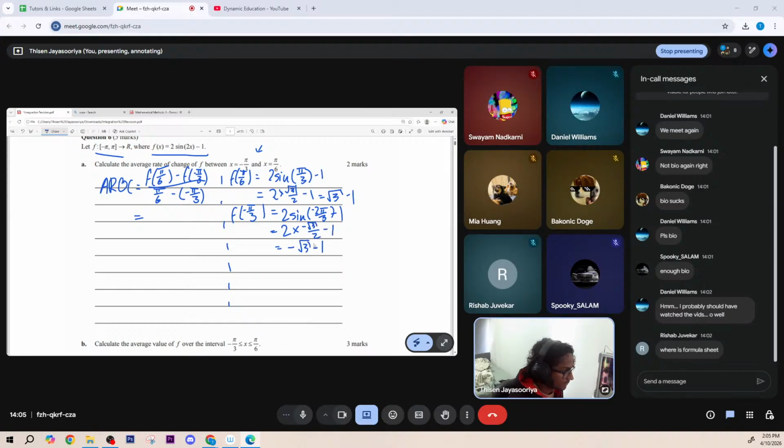So that means here, we're going to have root 3, take away 1, take negative root 3, take 1, over pi on 6 plus pi on 3, which is just pi over 2. We get root 3 take 1 plus root 3 plus 1 over pi over 2. If we cancel out these ones, we just get 2 root 3 over pi over 2, which equals 4 root 3 over pi. So that's our average rate of change, yeah?